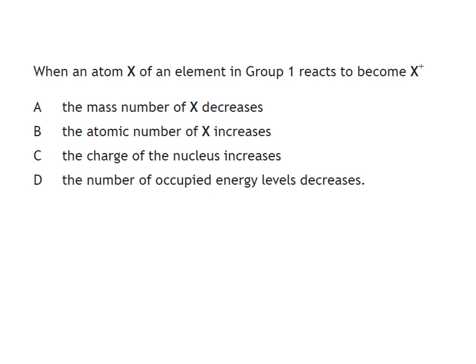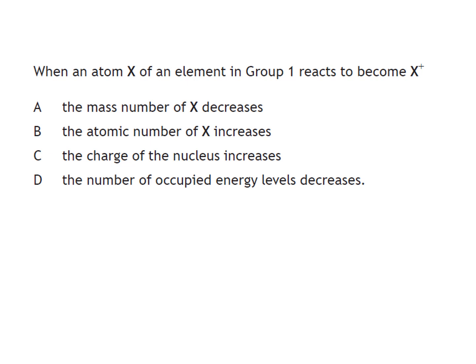Okay, so here's the next question. If you want to just pause the video, and when you've got your answer, you can unpause it. So when an atom X of an element in group 1 reacts, it becomes X positive. So we've gone from an atom to an ion. That's what the plus symbol there represents. How do we become an X positive? Well, the way that happens is if the atom loses an electron. If it loses its electron, it's now going to have more positive protons than it does negative electrons. So it's going to be a positive ion.